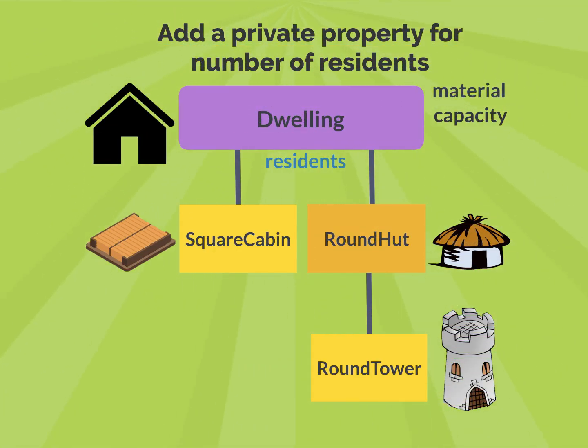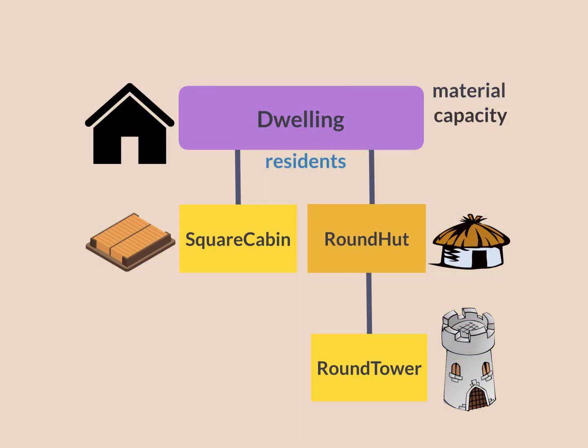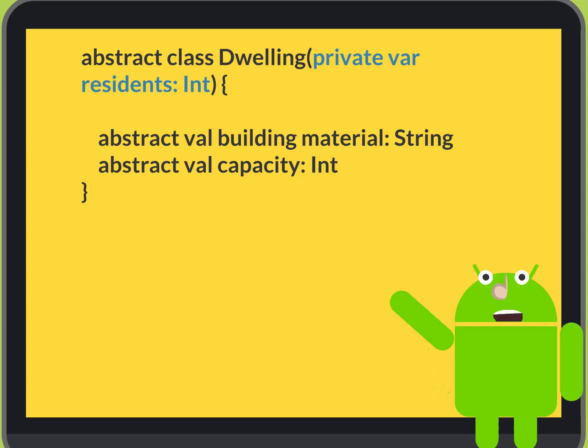Add a private property for number of residents. All housing has a certain number of residents, so the residents property should be defined in the dwelling parent class for all child classes to inherit and use. 1. You can pass residents as arguments to the dwelling class constructor. The residents property is a var, because the number of residents may change after the instance is created.